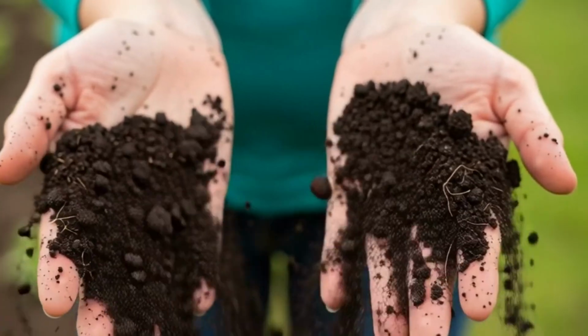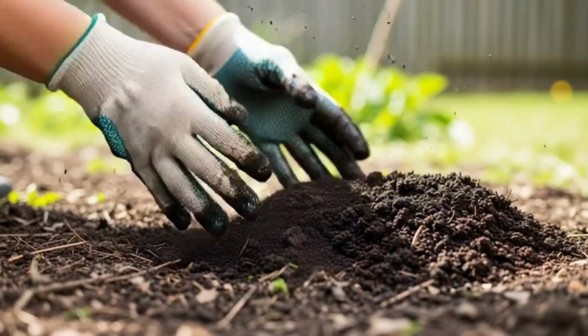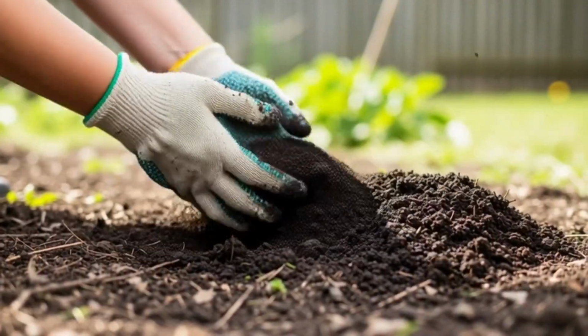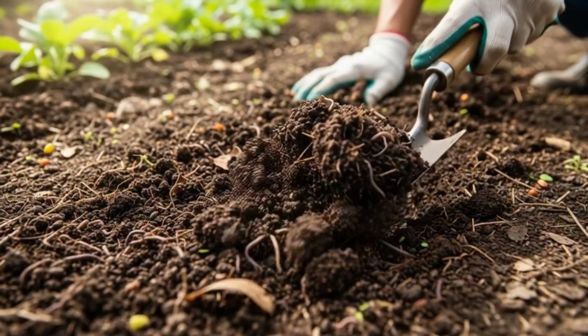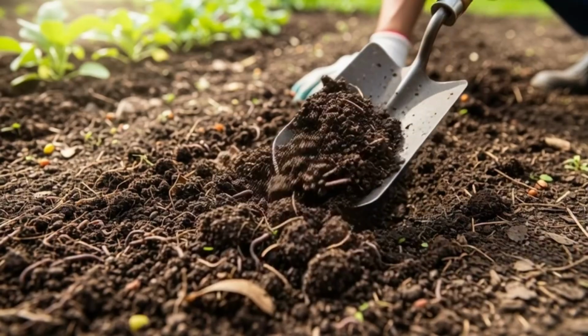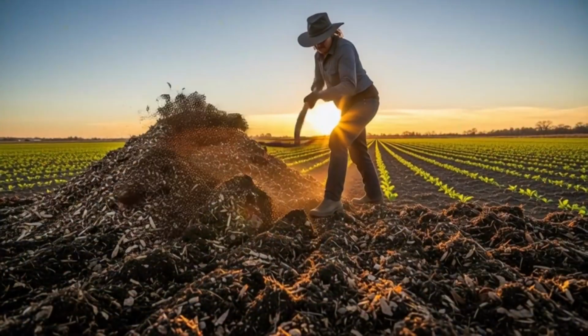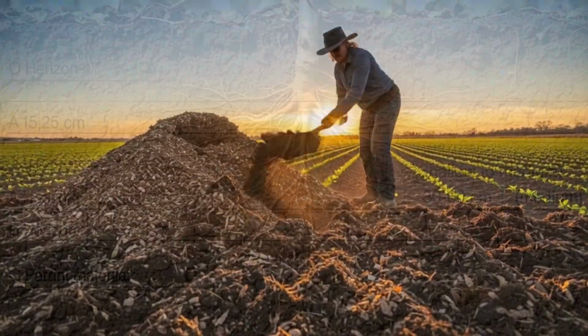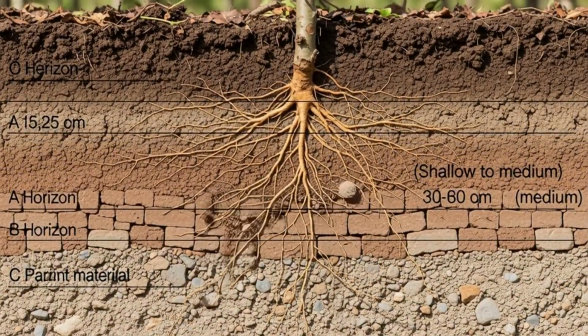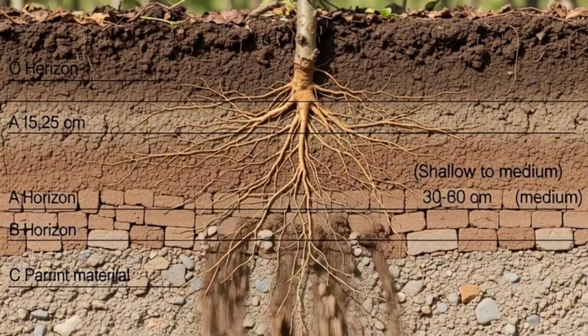Soil correction begins with observation. Texture, drainage, and organic matter content are more important than excessive fertilization. A balanced soil supports an apple tree for decades. The addition of well-decomposed organic matter improves water retention, stimulates microbial life, and creates a stable environment for the deep root system that apple trees develop over time.